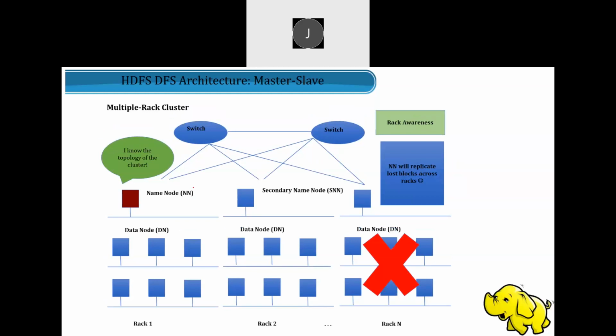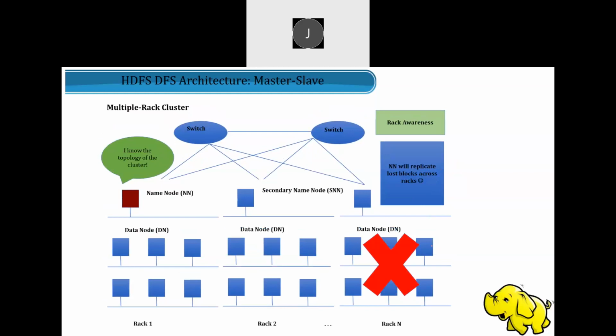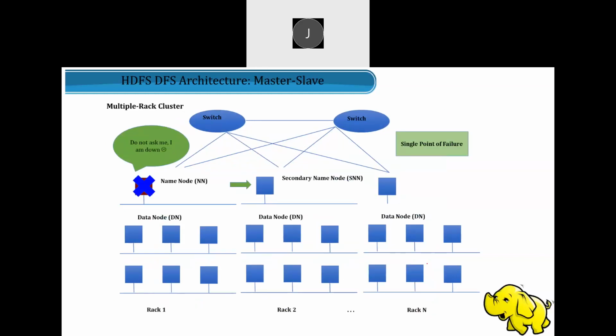So if a node or rack goes down also, then what will happen? The name node knows everything. It knows about the blocks. It knows about the complete topology or the structure of the cluster. So it is easy to replicate the data from the lost node or rack.